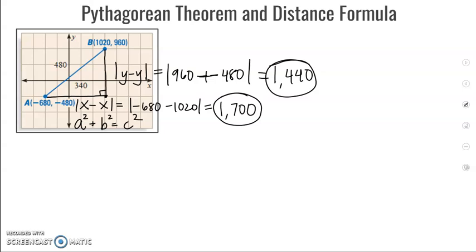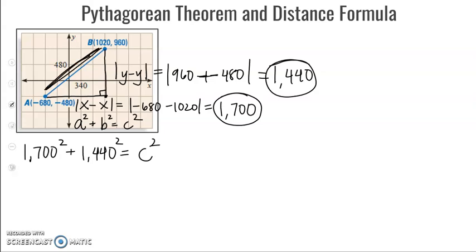Knowing the horizontal and vertical length is going to allow us to find the diagonal length by plugging this into Pythagorean theorem. So, we have a squared plus b squared equals c squared. C squared is our diagonal distance, which is our unknown value.